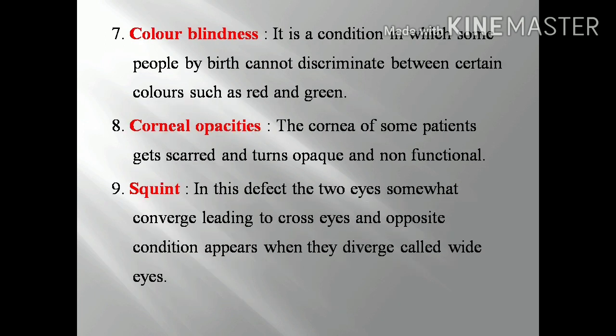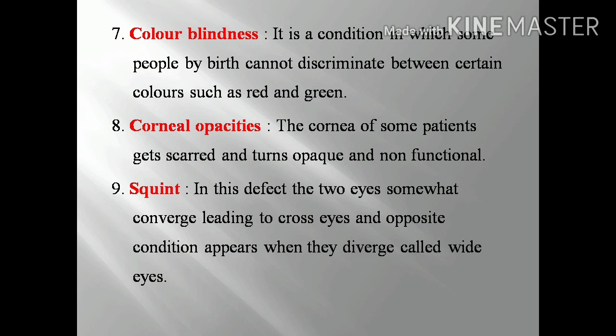Next, color blindness. In this condition, some people by birth cannot discriminate between certain colors such as red and green. Some people cannot identify the red and green colors. This is due to a genetic defect. Mostly males suffer from this defect, whereas it rarely occurs in females. It will come in the genetics chapter, in which I will explain. So that is called color blindness.